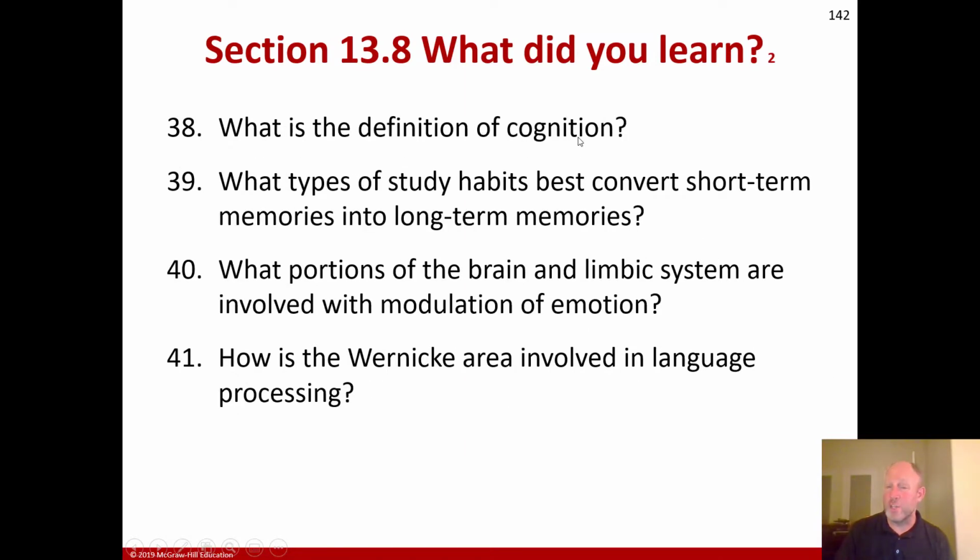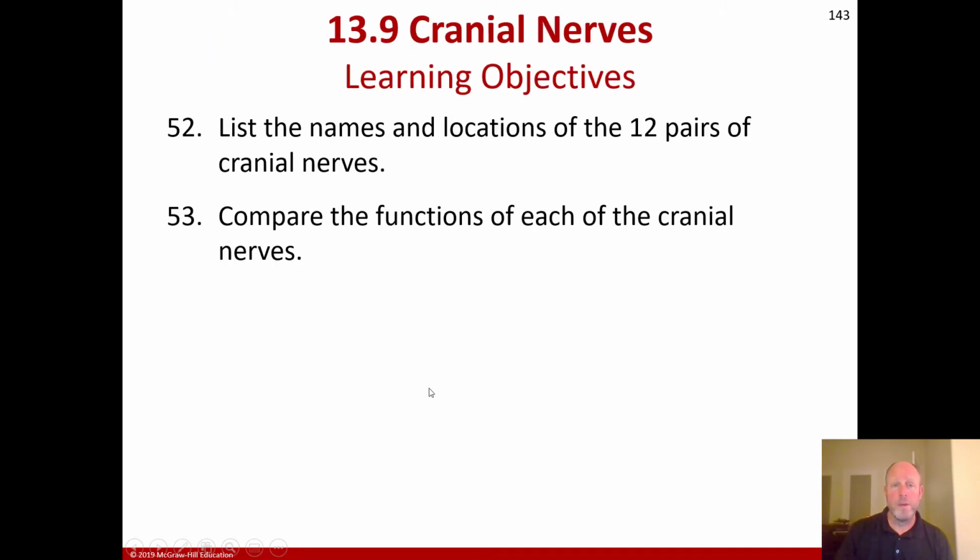What's the definition of cognition? What types of study habits best convert short-term memories into long-term memories? What portions of the brain limbic system are involved with modulation of emotion? How is the Wernicke area involved in language processing? I'll come back for our final sections here with the cranial nerves coming up shortly.